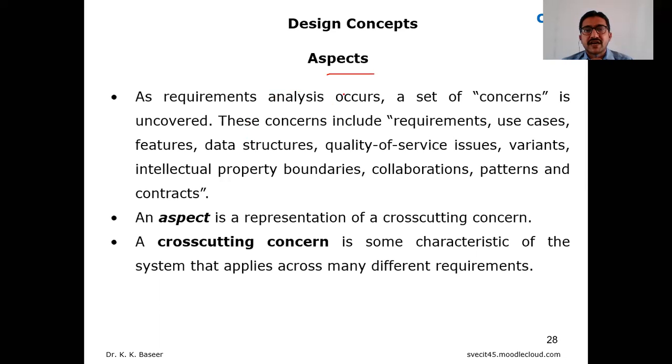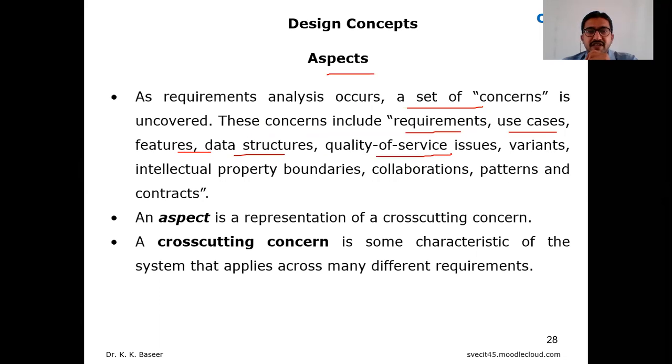So, as requirement analysis occurs, a set of concerns is uncovered. These concerns include requirements, use cases, features, data structures, quality of service issues, where QoS stands for quality of service, variants, intellectual property boundaries, collaborations, patterns, or contracts. So an aspect is a representation of a cross-cutting concern. We have already seen that a cross-cutting concern is some characteristic of the system that applies across many different requirements.